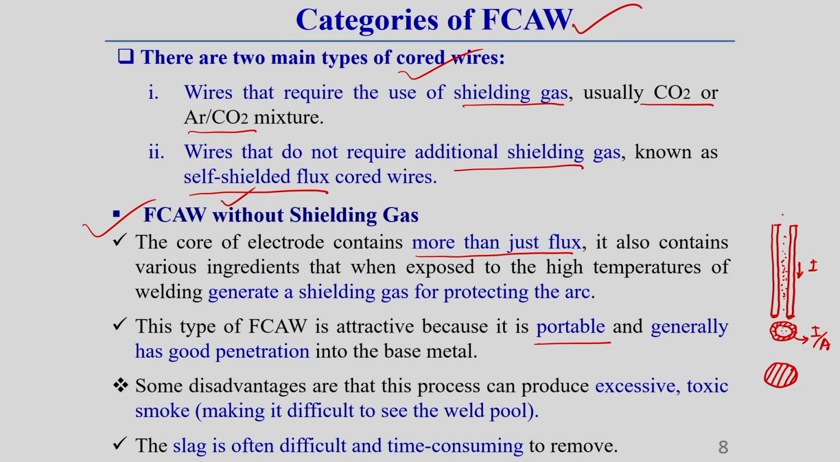If this is a solid type of wire, then the area will be, let us say, A1. In this case, this hashed area I am representing as A0. Current density means current per unit area. If it is flux core, then current per unit area is high, whereas if it is a solid wire, the current density will be less.